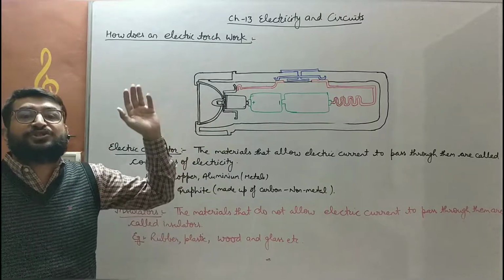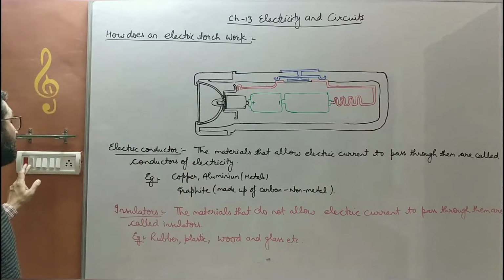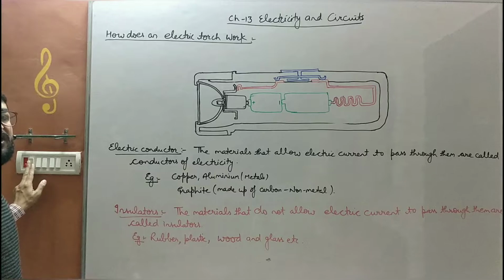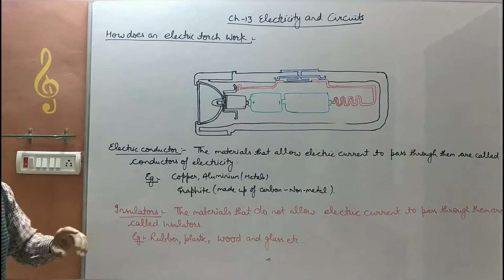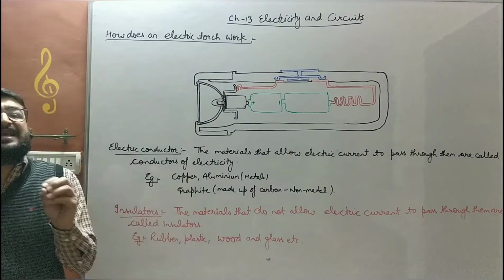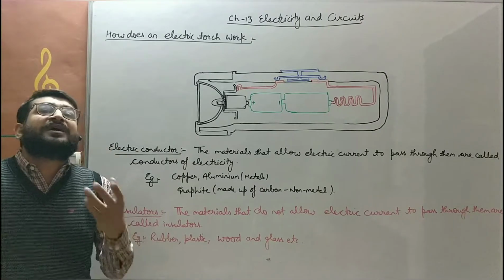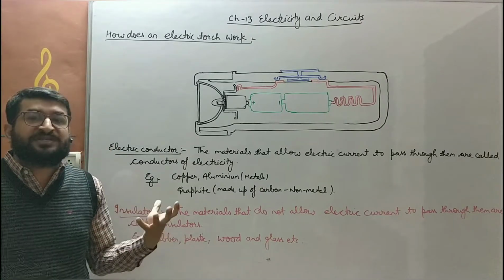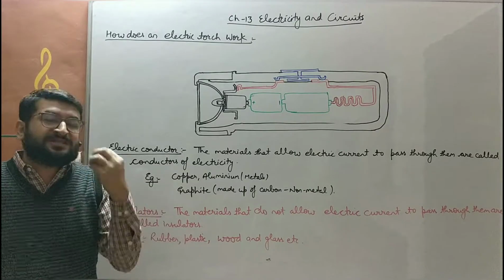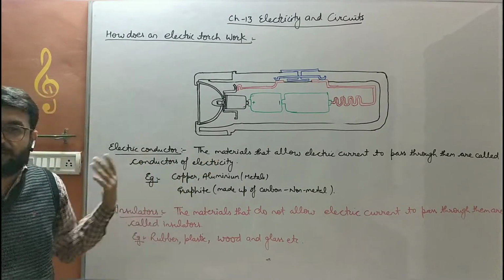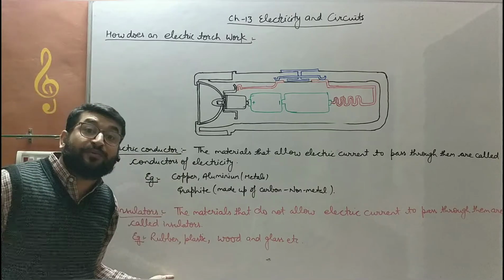For example, the bulb which is glowing in this room works on this switch. If I turn off this switch like this, then the electricity will not be there. That means the circuit is incomplete and the bulb is not glowing. But when I switch it on, I again complete the circuit. I again connect the circuit completely, and that's how the current is flowing through this LED tube, and that's why this LED tube is giving us light energy. That's why the board is visible to you now.